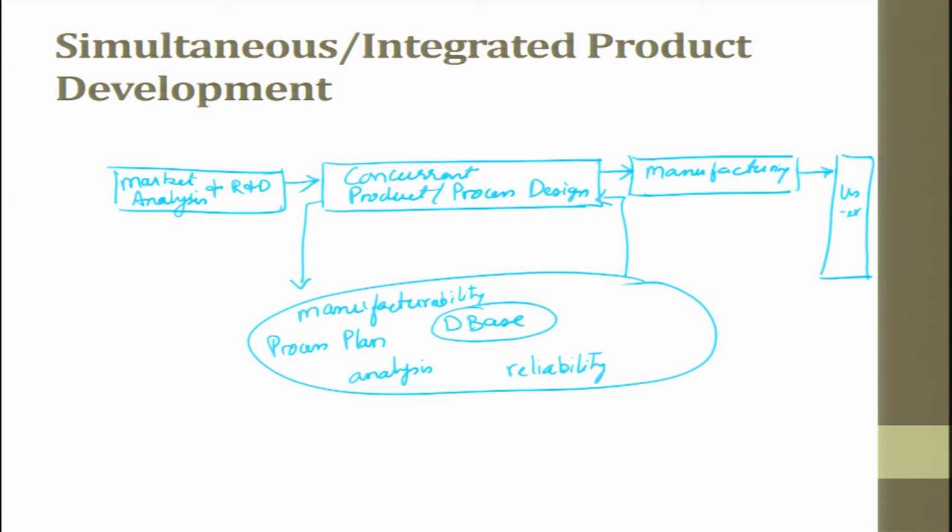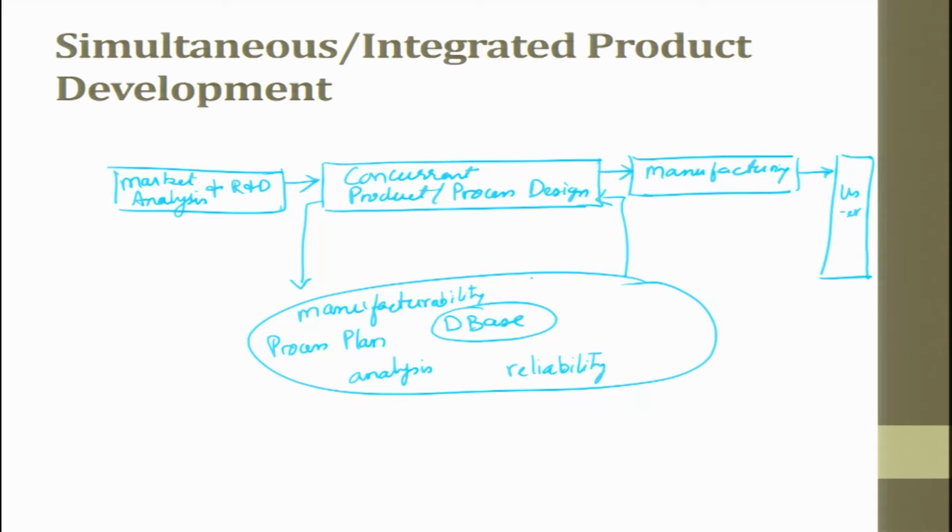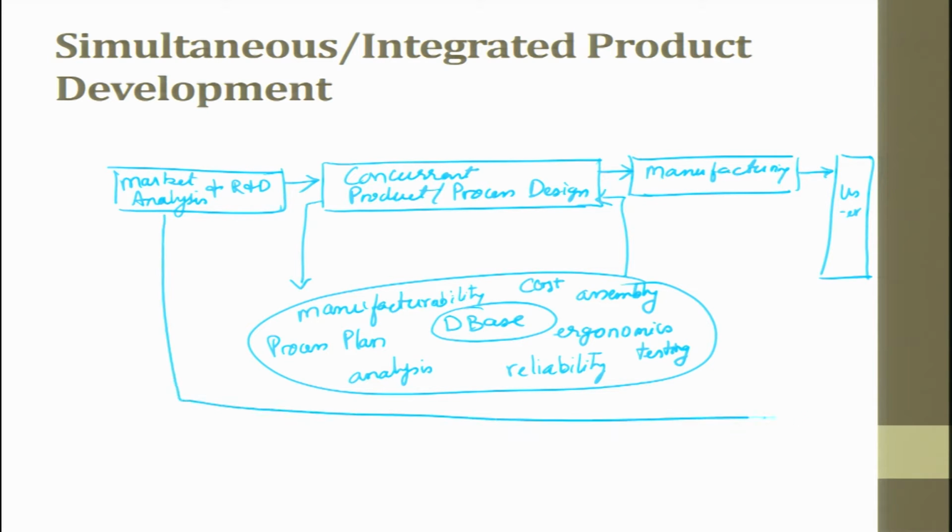The product should perform the same task after a long period of time. So, reliability is very important. Then there will be cost, there will be assembly, and today there is a lot of importance given while product development itself for ergonomics and testing. So, these are the inputs which are given at the conceptual stage itself and we start developing it.